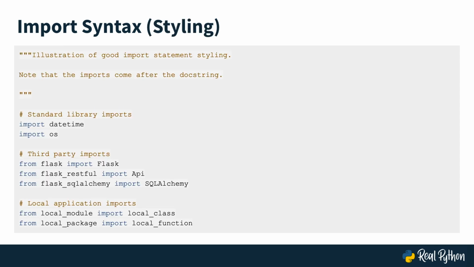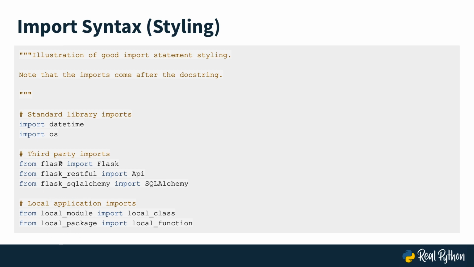Finally, PEP 8 has some guidelines for styling your imports. Always keep them at the top of your file, after any module comments or docstrings, and then divide them up based on what's being imported. A good way to break them up is getting anything from the standard library first, then any third-party imports that you need, followed by any of your application local imports.